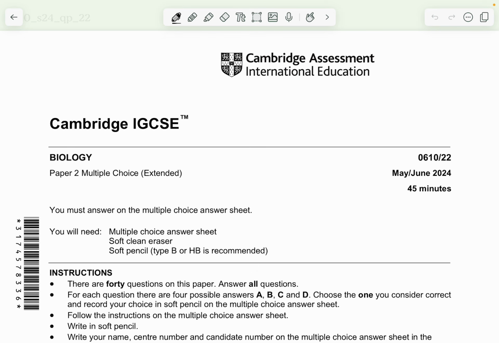So today we got another new past year paper, which is the Cambridge IGCSE Biology, the paper 2 multiple choice extended May-June 2024, paper 2 variant 2.